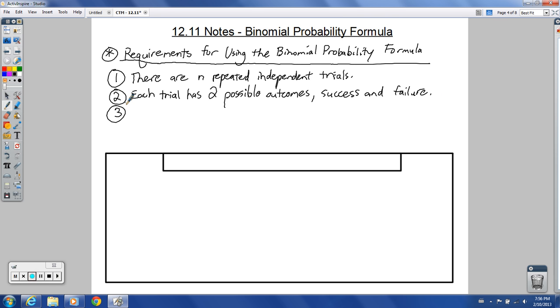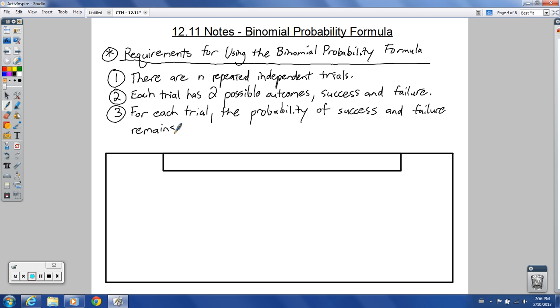And a third thing that has to be true for each trial: the probability of success and failure remains the same. So it has to remain the same throughout.